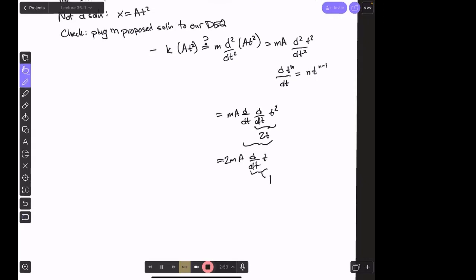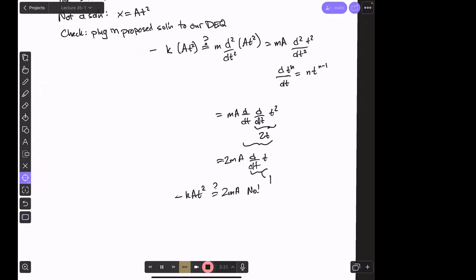So then the question we're asking is minus k a t squared equals question mark 2ma. And that's clearly no, because you've got something that depends on time on the left side, but the right side is just a constant. So that's obviously not a solution. Questions so far?